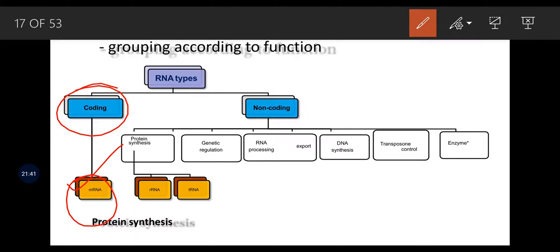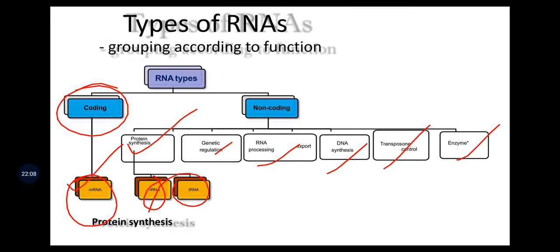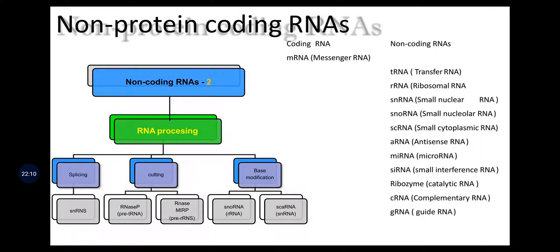When it comes to non-coding, first and foremost is protein synthesis, where rRNA and tRNA play a major role. Second is genetic regulation, then RNA processing and export, DNA synthesis with the help of DNA dependent RNA polymerase, then transposon control and enzymatic activity, that is ribozyme. We'll see the further classification.